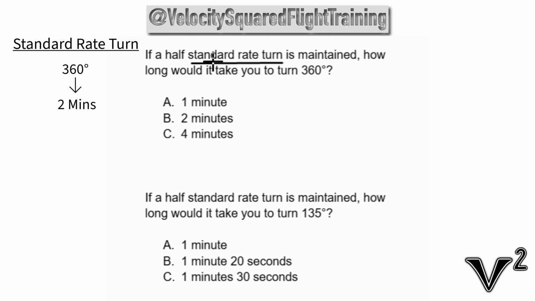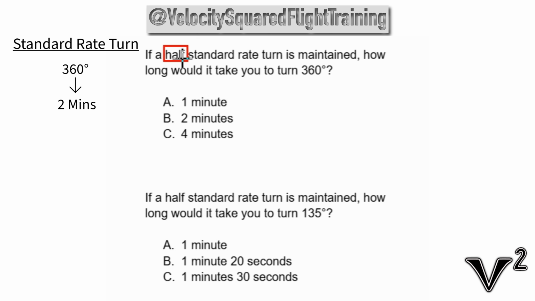You might not really read this all the way, and you might accidentally click 360 and 2, which you don't want to do. It's actually a half standard rate here. So if you're going to go half standard rate, you might take 2 minutes. This is the other way you're going to mess it up, and go half of that, 1 minute. Okay, 1, A, next, boom.